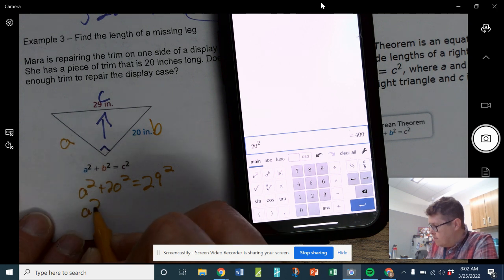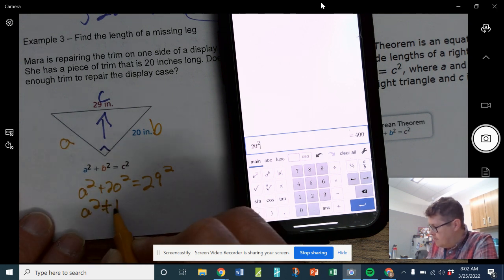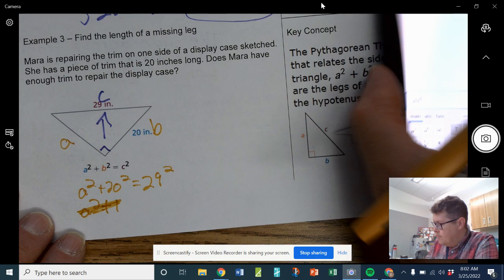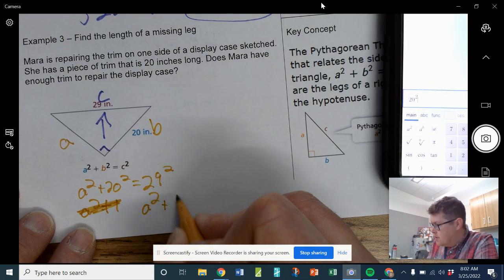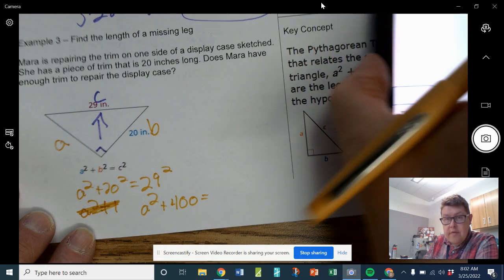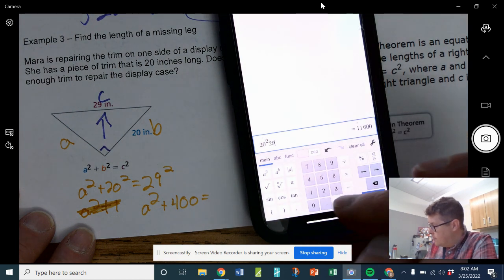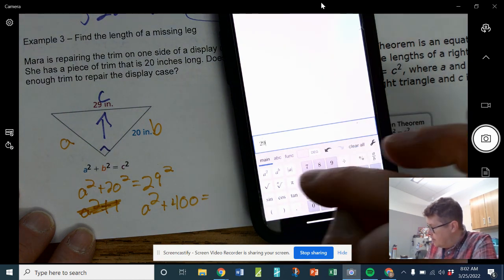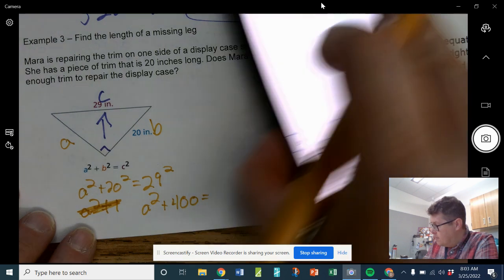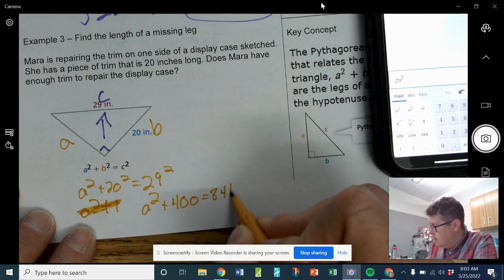So A squared plus 400. And I'm just going to rewrite that. A squared plus 400. Okay, and then we take 29, clear that out, 29, and we square it right there. We get 841 right there.